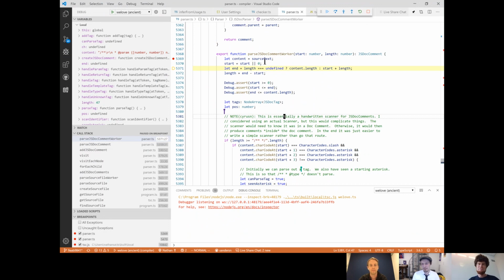All right. So anyway, parse.js comment worker. Why don't we just look at the source text? Okay, that's great. So you can see the entire source. We're just going to snip out just the JSDoc for this thing. The example program is kind of interesting, sort of. So we've got a function with a parameter.